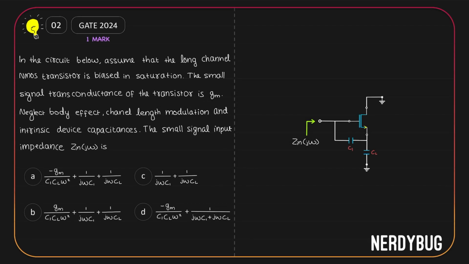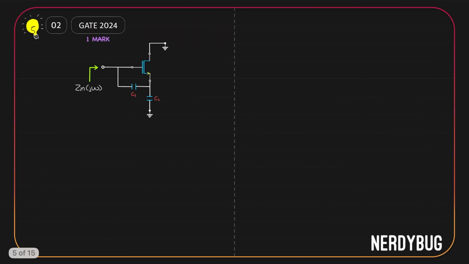From the figure, we can see that Zin is the input impedance we see when we look through the gate. Let's figure this out. The first thing we need, as always, is the small signal model of the MOSFET. Drain is grounded. From the source to the ground, we have a capacitance. Its capacitive reactance will be 1 by j omega CL. So to model it, let's put an impedance over here, which is equal to 1 by j omega CL, from the source to the ground.